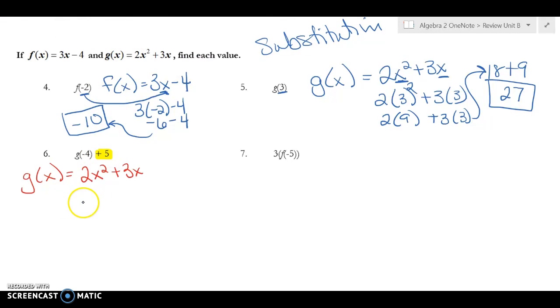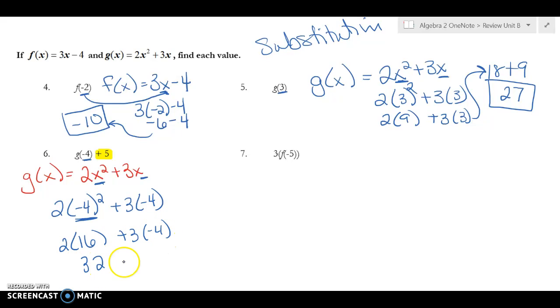So now I plug this in, and instead of x, I'm going to plug in -4. So 2 times -4 squared plus 3 times -4. -4 times -4 is a positive 16. So I get 32 plus a -12, so I get 20. Well, you would be done, but you still have this plus 5. So now I take care of that, and 20 plus 5 is 25, and that's your final answer.